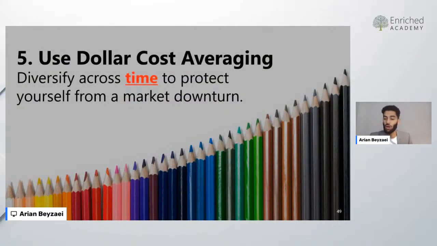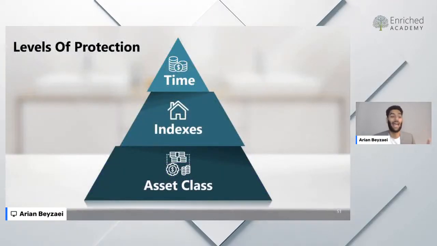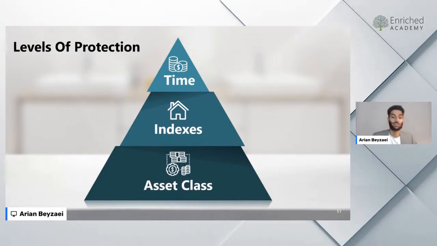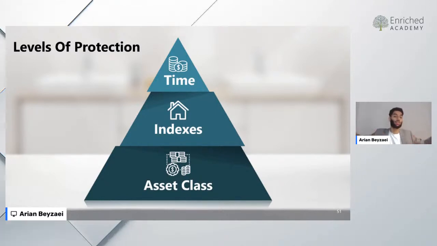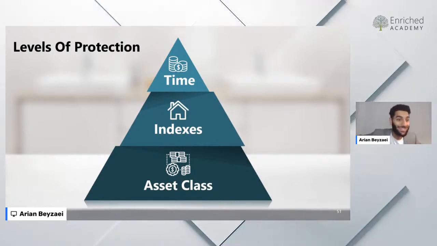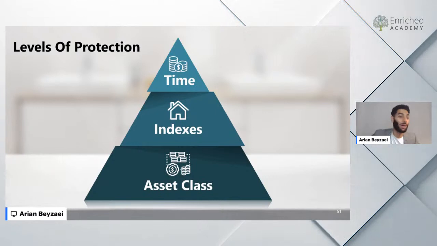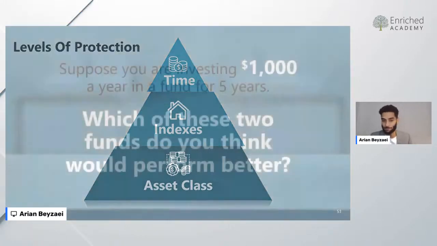Next is dollar cost averaging. What is dollar cost averaging? It's adding another level of protection. So here are the levels of protection right now. You have your asset classes. We said don't put all your money in Canada or the US, invest right across different asset classes. Then use the index, right? So don't just buy one stock, buy different stocks. And then don't invest all at one time, invest over time.